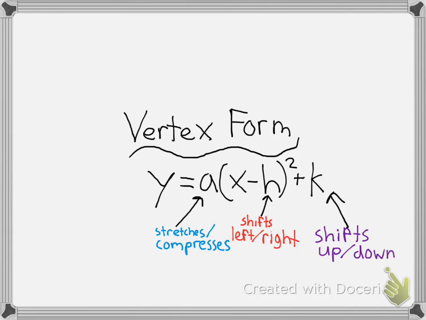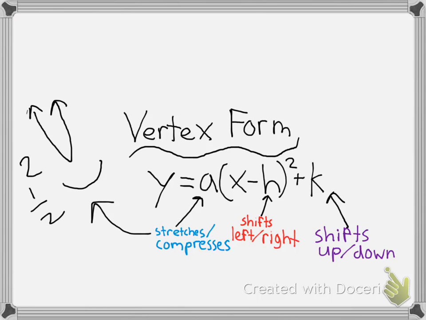I'll start at the beginning. A is responsible for stretching and compressing the graph. Essentially, the bigger the number a is, the skinnier the graph will be. So if I had a graph with an a value of 2, that means its graph would be skinnier. If I had an a value of, say, 1/2, that means it'd be fatter. And also, if I have a negative a value, such as -2, that means that in addition to being skinny, it would also be pointed down. So a is essentially responsible for doing the shifts like that.